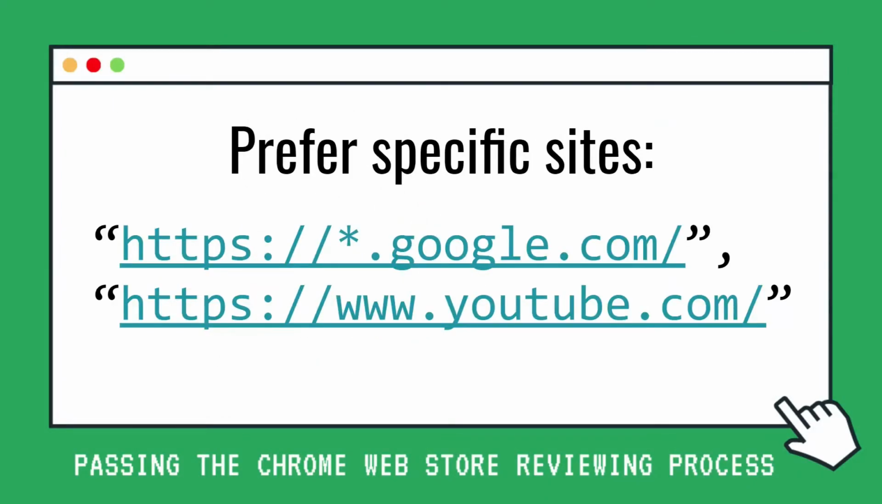Prefer specific sites. So let's say that your extension runs on all of Google services like Google Docs, Google Drive, then it would be preferred if you just add the HTTPS asterisk and google.com. Or if you're actually only running it on a website like YouTube, then just specify the site. Sometimes your extension runs even in like 5 different websites, and that is still better than adding all URLs.